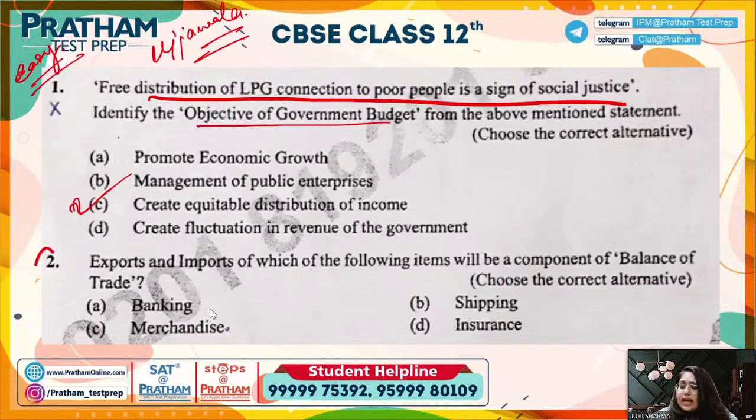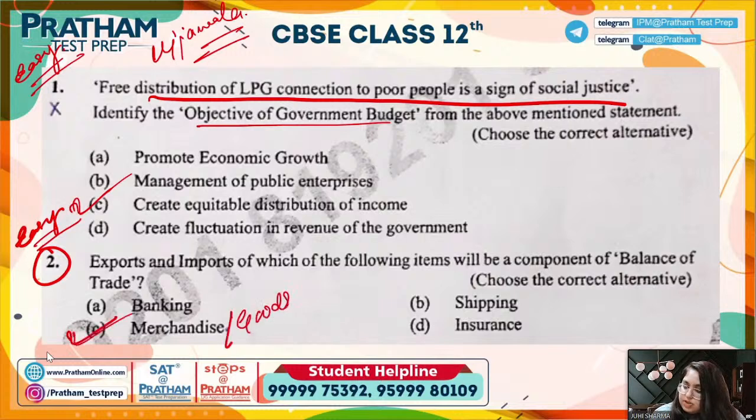Now second: exports and imports of which of the following items will be a component of balance of trade? Again, a very easy question. काफी ज्यादा easy question है. If you know the definition of balance of trade, you will be able to solve this question: export and imports किसका होता है. In balance of trade, the major component is goods and services. So option C, that is merchandise, is the right answer. Merchandise, or goods and services.